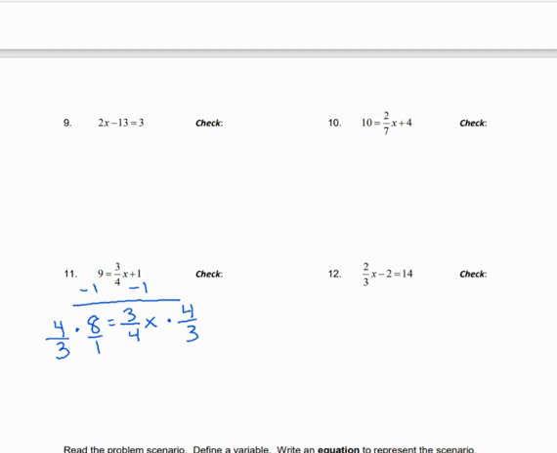Okay, so now we multiply across. 4 times 8 is 32. 3 times 1 is 3.